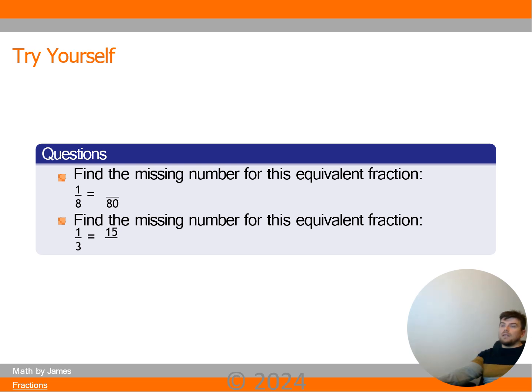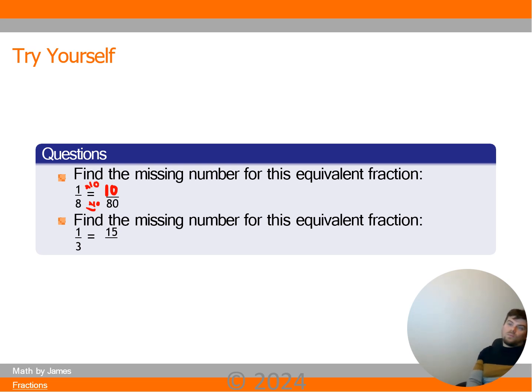Do pause and have a go at the question. So we're going to have a go now at the question. To find the equivalent fraction here, we now need to see how many 8s fit into 80. We know that's 10, so this becomes 10 out of 80, because we're timesing both of these by 10.